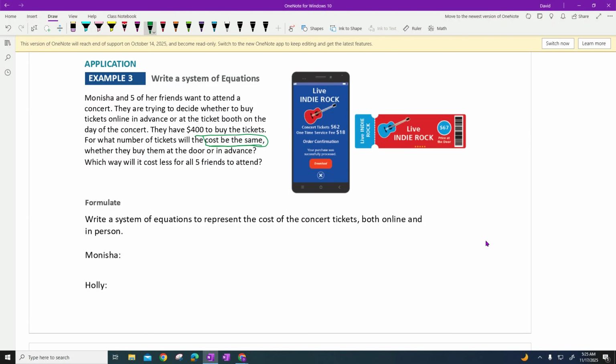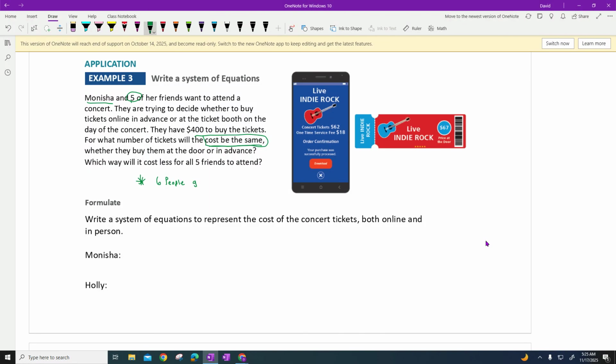So one of the biggest mistakes kids make is when they're talking about friends, they'll put a 5 in because they see the 5 here, but it's Monisha and 5 friends. So first of all, kind of focus in on how many people are going. There's really 6 people. A lot of times they see the 5 friends, the 5 up here, they just put a 5 in.